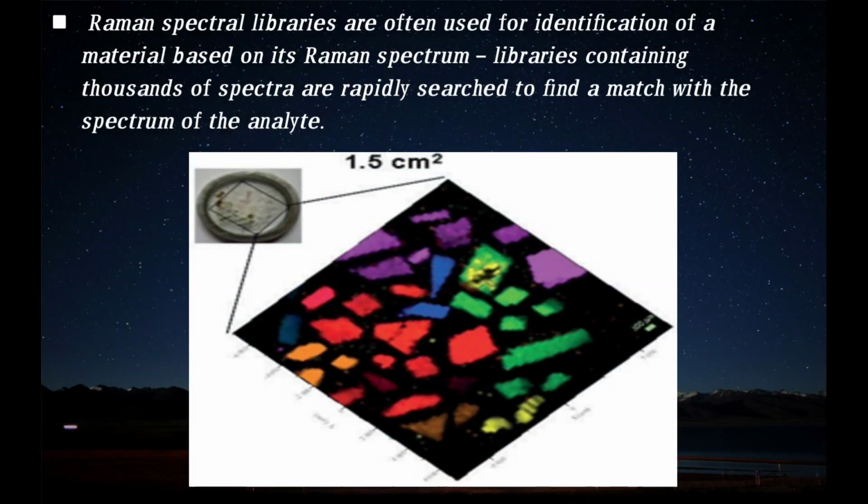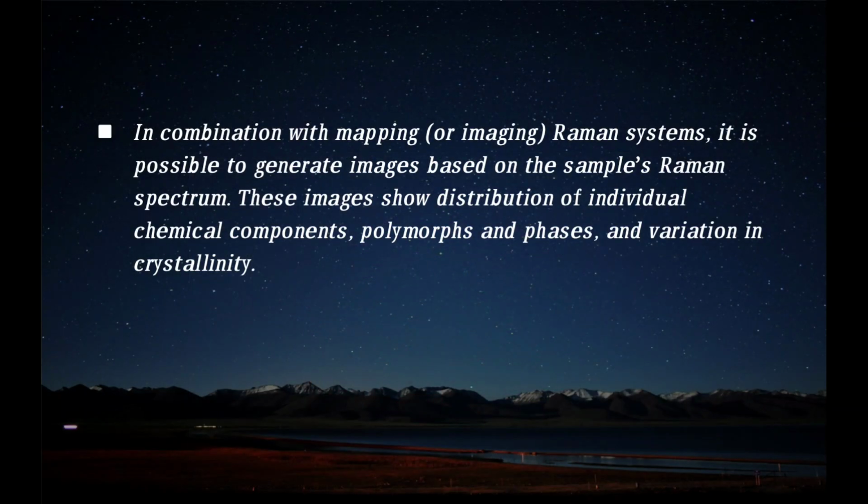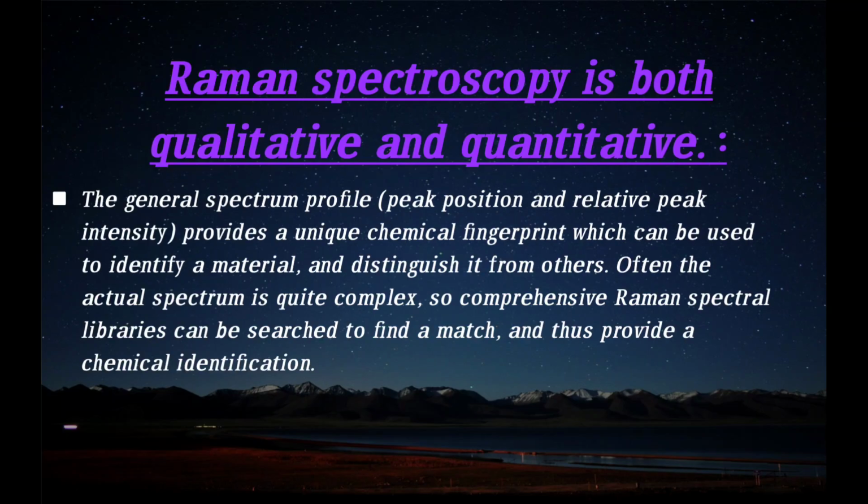Raman spectral libraries are often used for identification of a material based on its Raman spectrum. Libraries containing thousands of spectra are rapidly searched to find a match with the spectrum of the analyte. In combination with a mapping Raman system, it is possible to generate images based on the sample's Raman spectrum. These images show distribution of individual chemical components, polymorphs and phases, and variation in crystallinity.